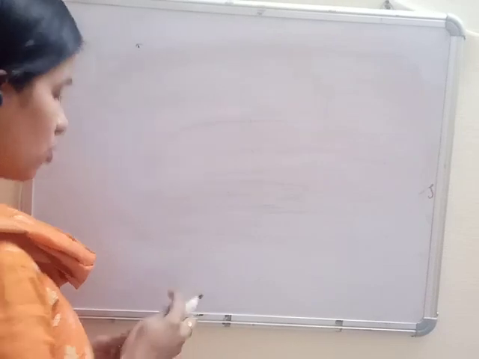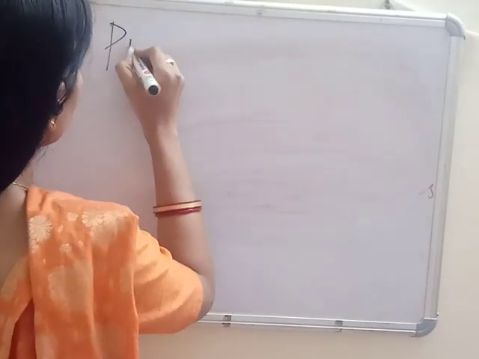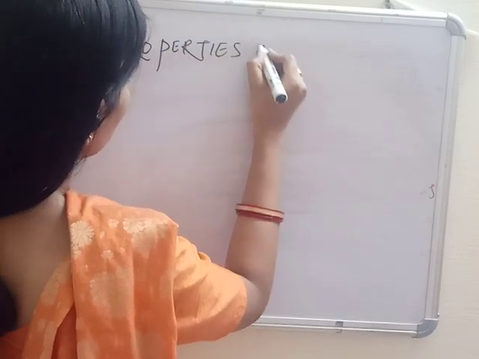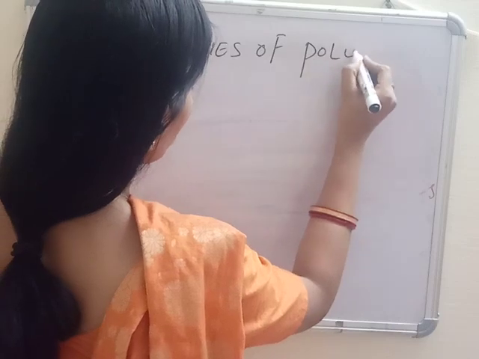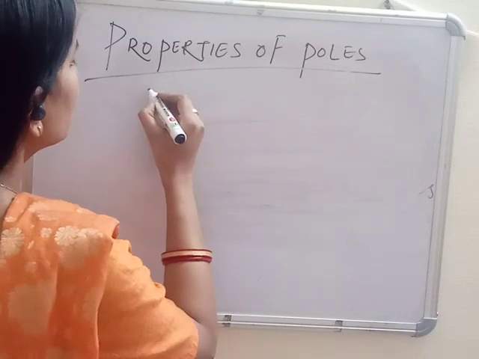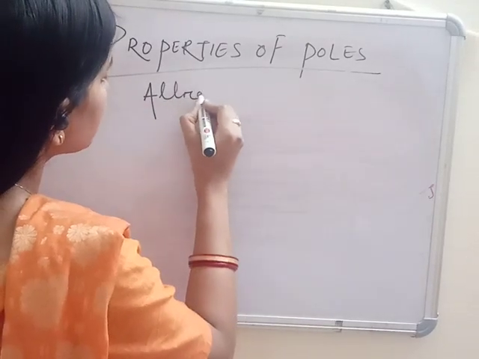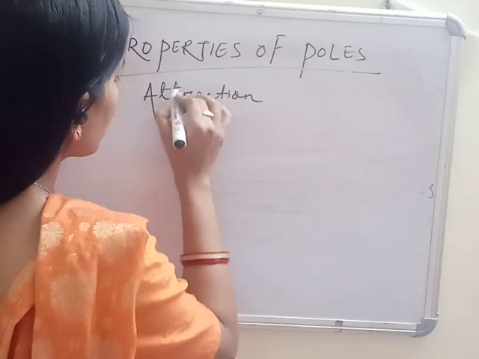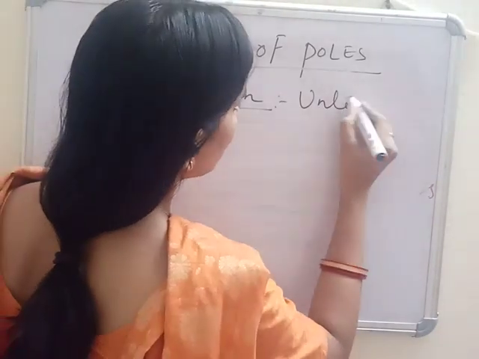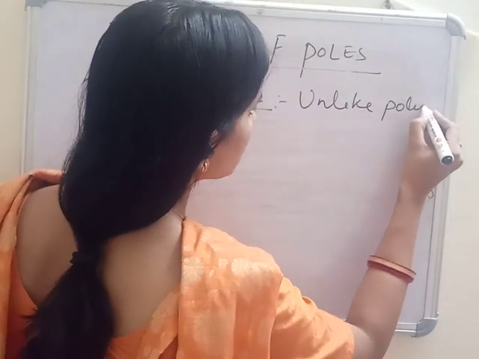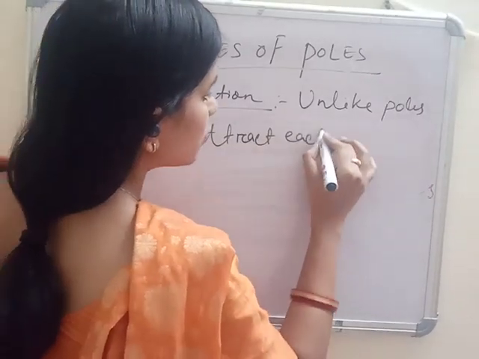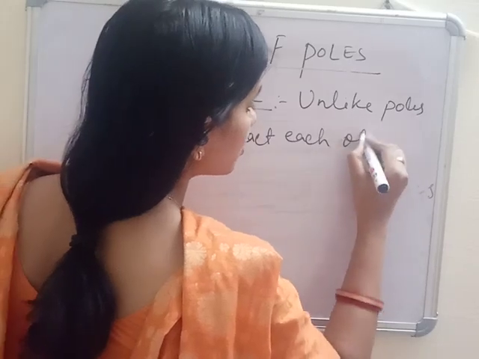So next topic, properties of poles. One property we have already read, that poles have much more strength. Next, we are going to read about attraction. So here, unlike poles attract each other. Unlike poles attract each other.